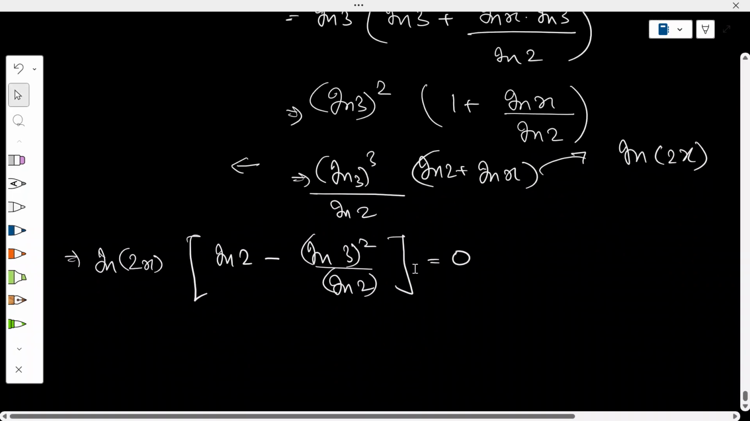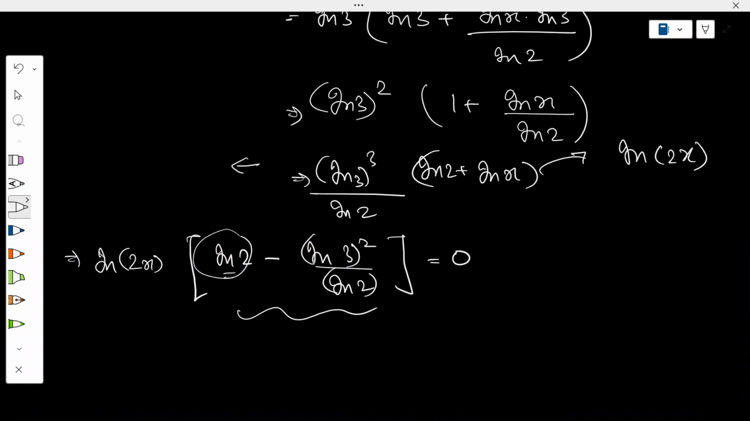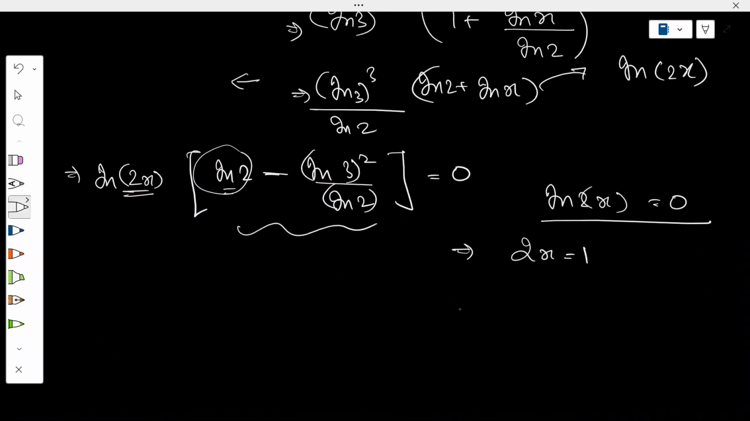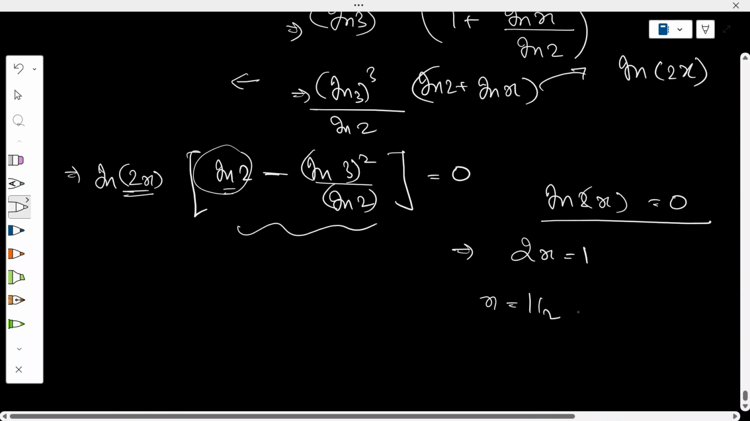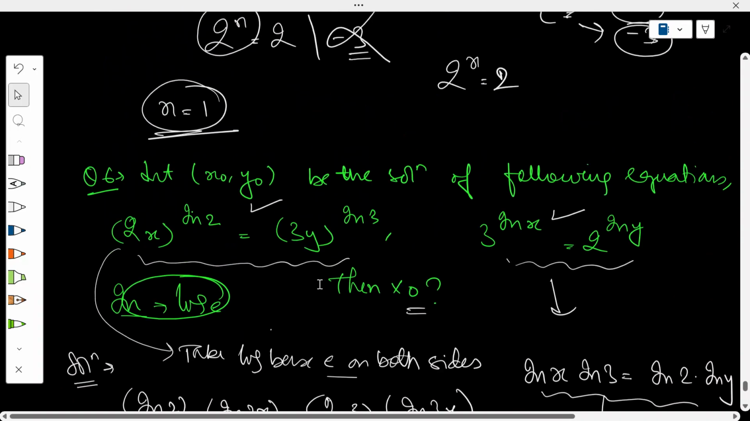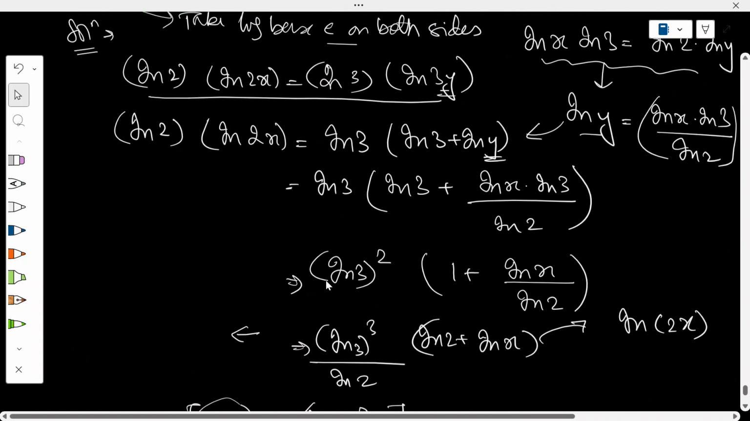Since this number can't be 0, because this is a different number and this is a different number, so the subtraction of these will not be equal to 0, so ln 2x must be equal to 0. For it to be 0, 2x must be equal to 1, because 1 on any base has a log value of 0. So x basically would be half. This is our answer. The value of x0 is half.